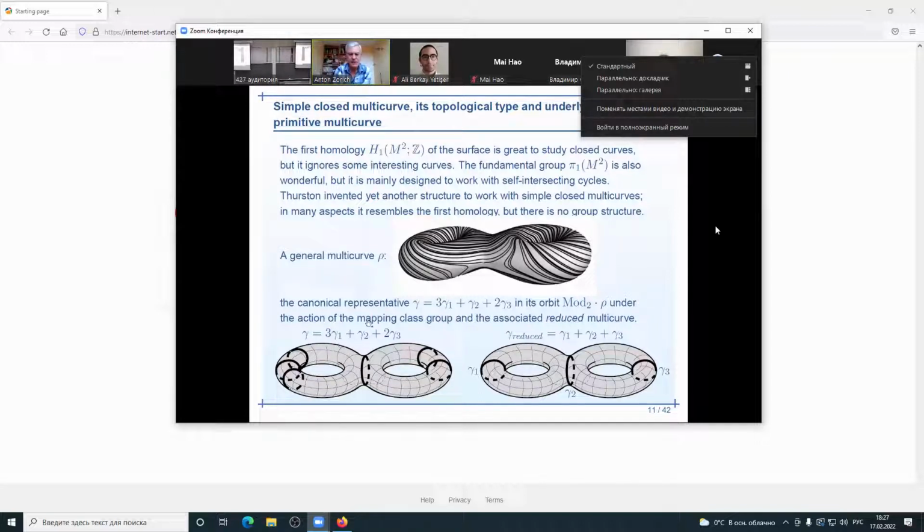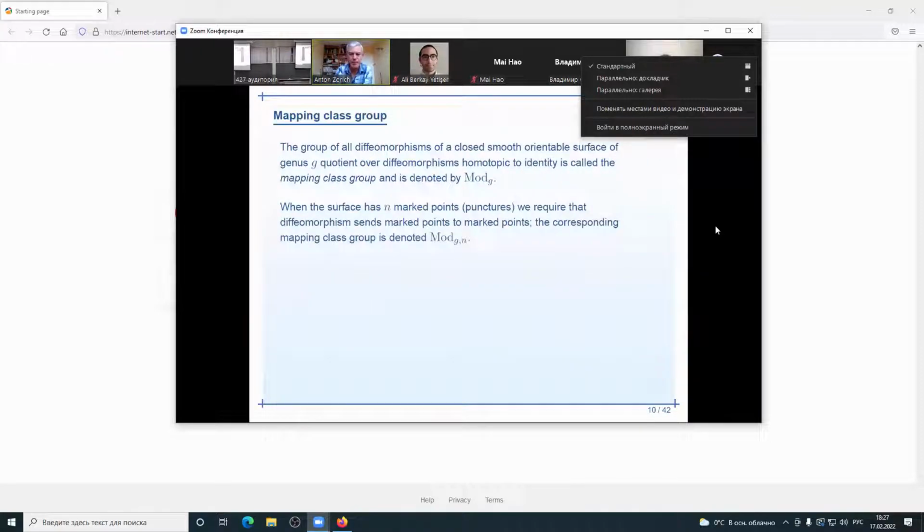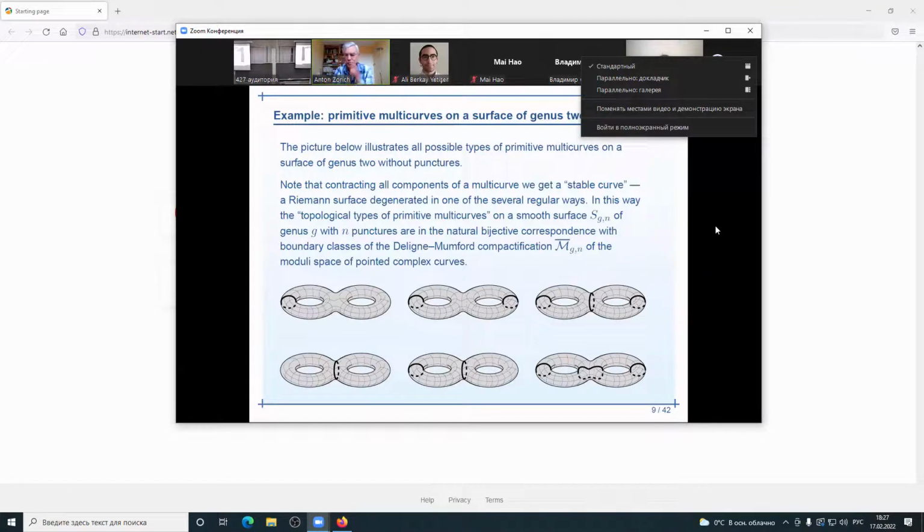So now this picture represents a true multi-curve as you can imagine it. This picture represents its sort of simplified representative, so its topological class. And the picture on the right represents the associated reduced multi-curve, where you forget about weights. You just replace all the weights by 1. The picture on this slide gave a description of all possible primitive multicurves.